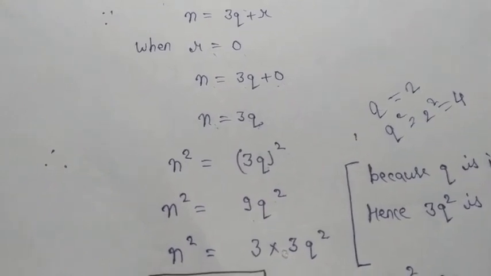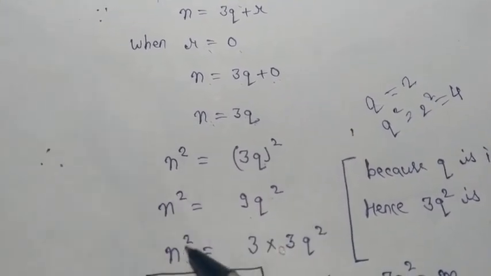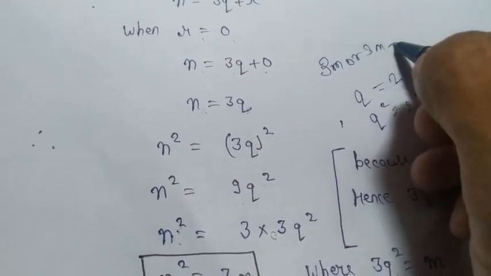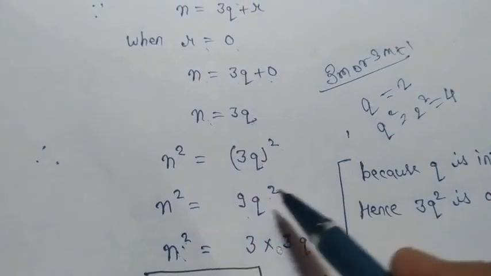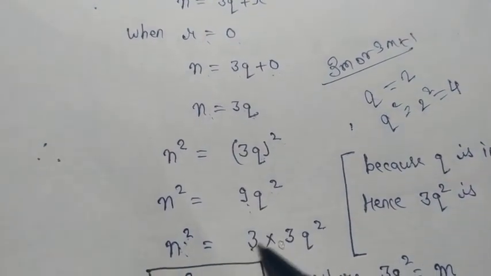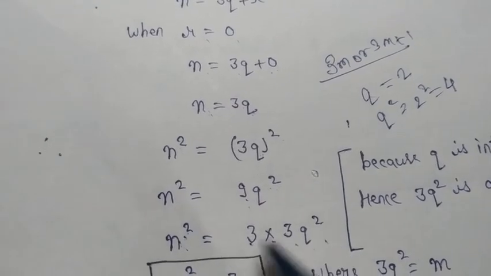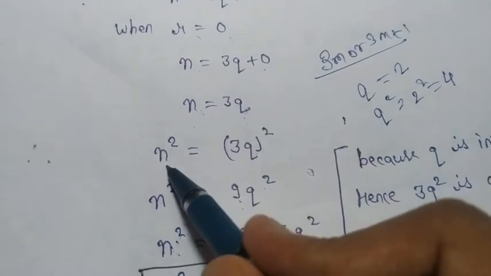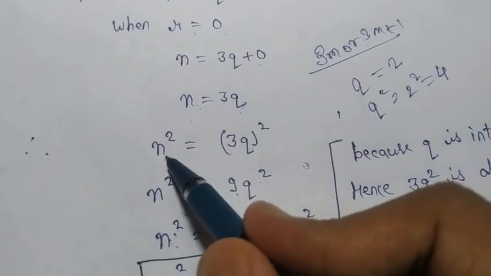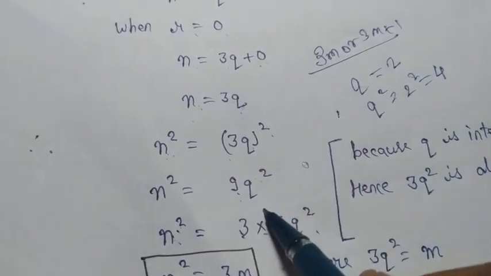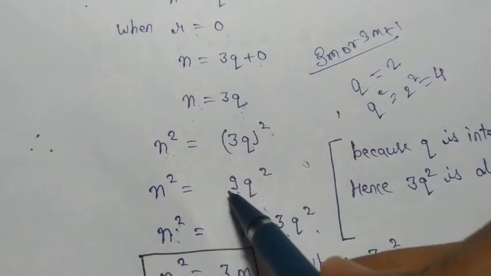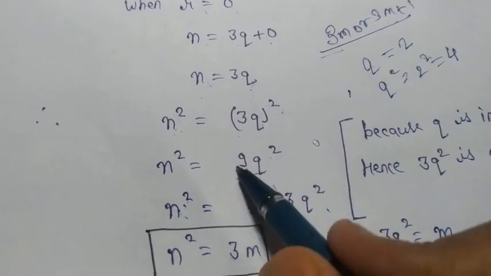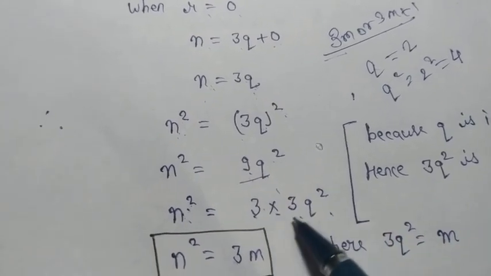Okay, now children, the square of any integer can be written as 3m or 3m plus 1. So what am I going to do? 9 can be written as 3 into 3q square. What I have done: first I got the positive integer, that is n equal to 3q. Now I have done the square, because the question asks for the square, so n square is equal to 9q square. Now, because I have to represent this as 3m or 3m plus 1 type, I have written 9 as 3 into 3, and q square is q square.